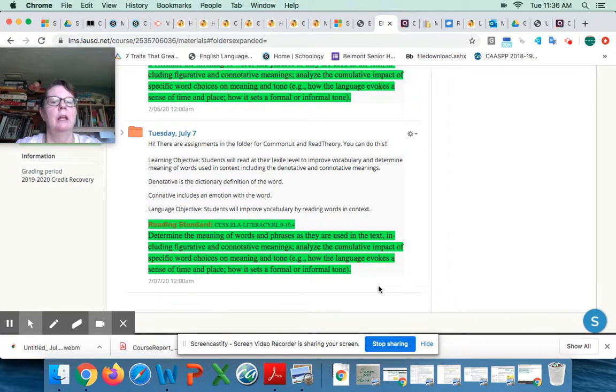So that's our learning objective. That's our explanation. The language objective, students will improve vocabulary by reading words and text. So everyone needs to be doing that as well. Our reading standard is very similar to the learning objective. I'm not going to read it all, but it's, for example, how language evokes a sense of time and place, how it sets a formal or informal tone, the figurative and connotative meanings, the impact of the words. And we're looking specifically at the emotional impact of the words.